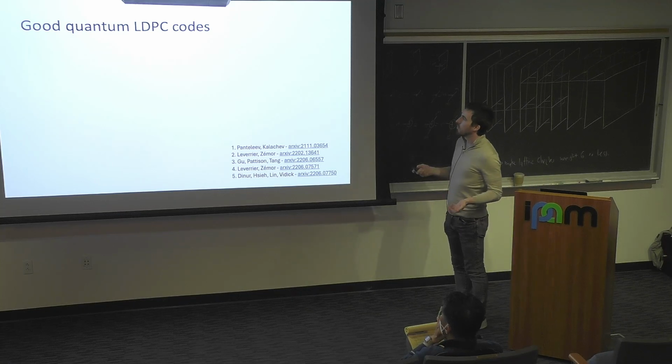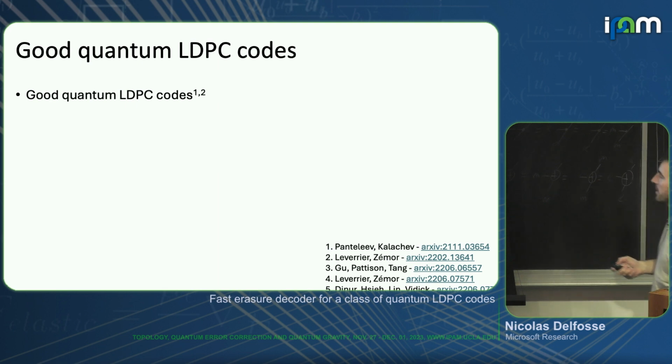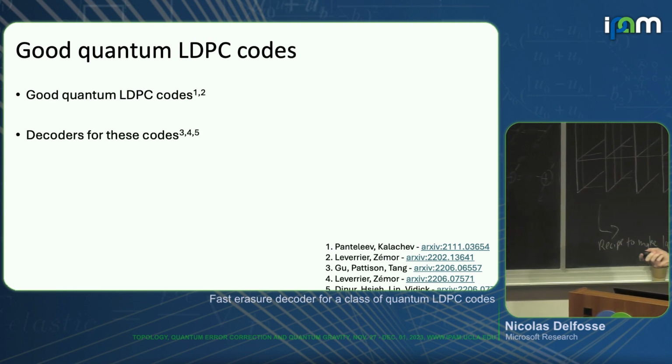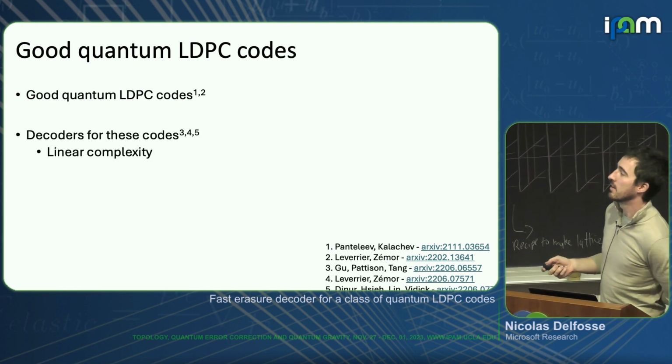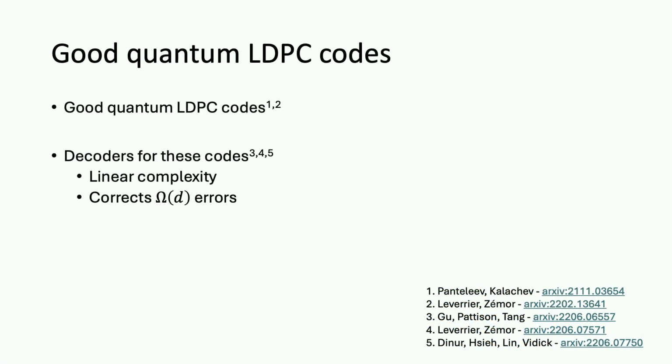So first, we have those good quantum LDPC codes that we heard about this morning. And we have decoders for these codes. They have linear complexity, and they can correct a linear number of errors. Both of these things are optimal.